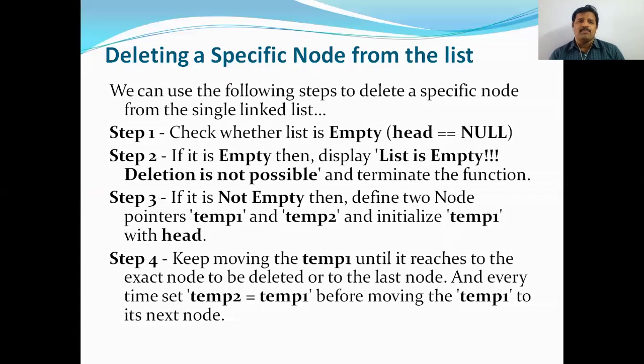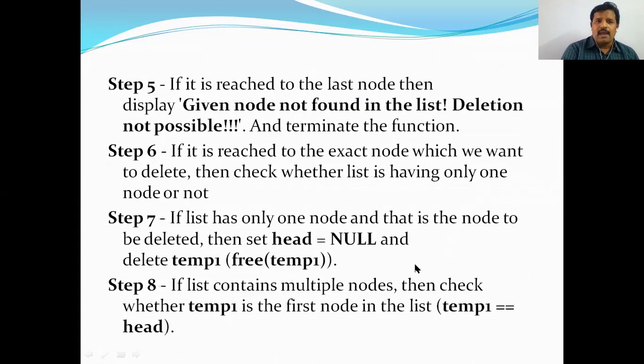And next one is deleting a specific node from the list. This is the procedure. Check whether the list is empty. Suppose if it is empty, then display the message the list is empty. Suppose if it is not empty, then define 2 pointers, temp1 and temp2, and initialize temp1 with the head. Keep moving the temp1 until it reaches the exact node to be deleted or the last node, right? And then if it has reached the last node, then display given node is not found in the list, right? The deletion is not possible.